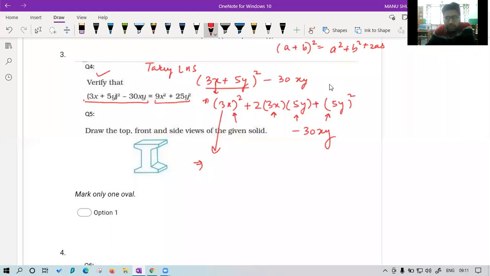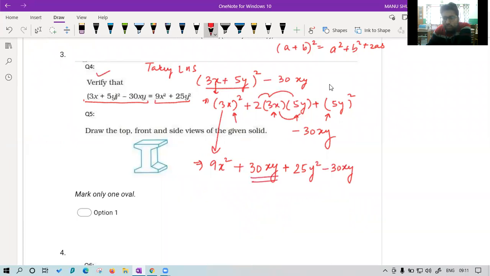Plus 3x whole square we are having. Risha, tell the answer of 3x whole square. First we will do 3 square, that is 9. Then x square is x square only. And then we have plus 2 3s are 6, 6 5s are 30, x into y. Then we have plus 5y square. 5 square is 25, y square. It is 9x square. Then minus 30xy.